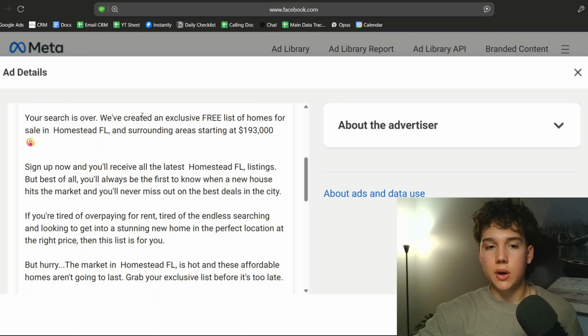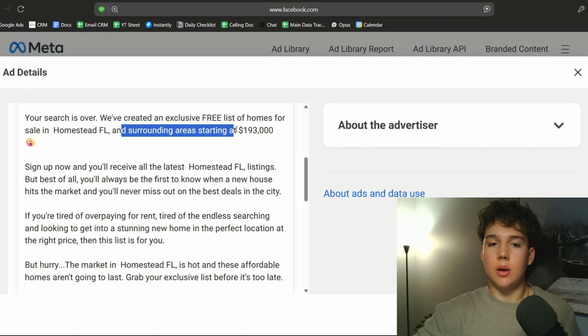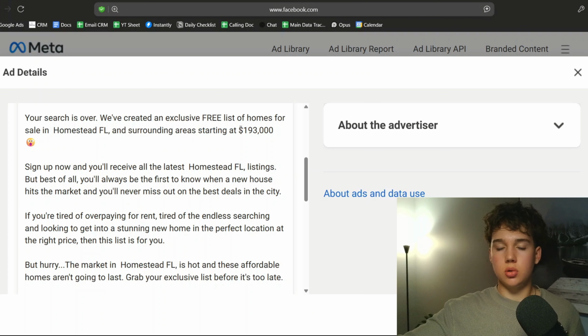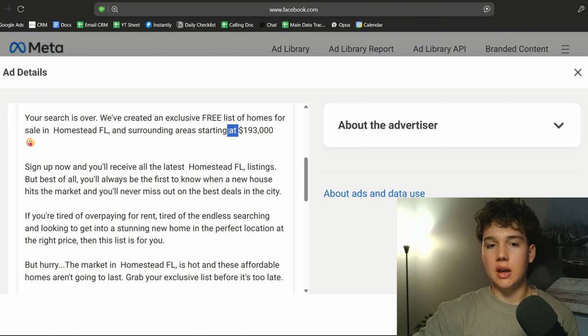So I would say, hey, we created an exclusive free list of condos for sale in Homestead, Florida, surrounding areas. And then I would say starting at, and then I would just do whatever is a realistic price, maybe underpriced by 50 grand or so, but nothing crazy like 193,000. That's just going to bring in the whole opposite type of person that you want to bring in.